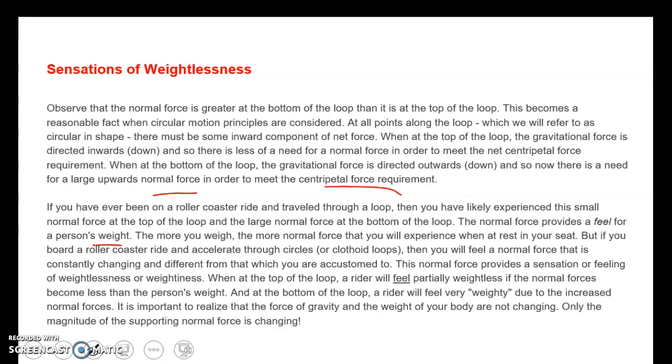So what happens at the bottom of the loop? You feel weighty due to increased normal forces. But at the top of the loop, you feel partially weightless because your normal force could be less than your actual weight. Again, depending on how fast you're going and your actual weight.